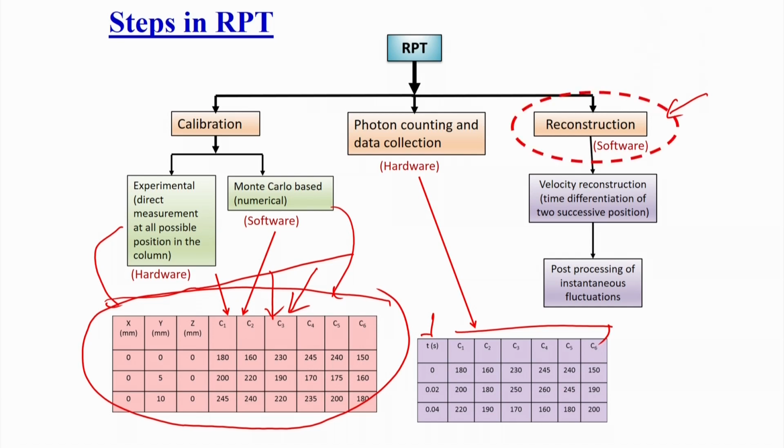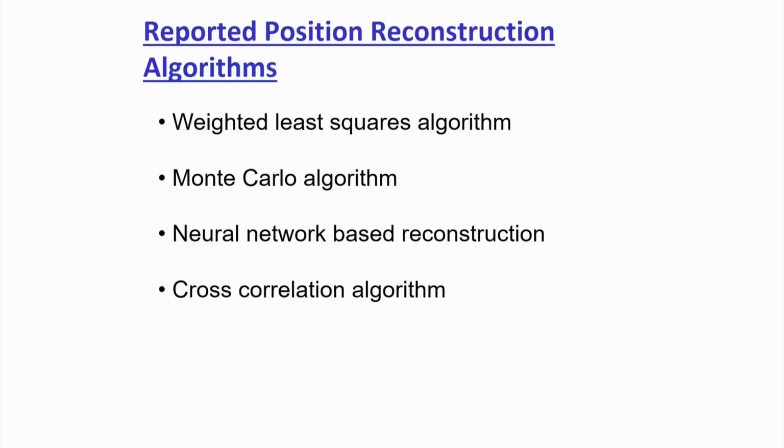Now, there are several methods used in the literature to do the position reconstruction, and some of these methods have been listed here. Actually, mostly these 3 methods are used. Neural network is also used, but only once. So, these are the 4 methods: the weighted least square algorithm, and the Monte Carlo algorithm which we have already discussed, which is used to generate the counts. The same algorithm can also be used to reconstruct the position. Then the neural network based algorithm, okay, you can use a neural network based program to calculate the particle position.